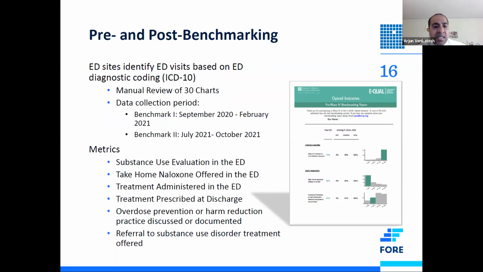The type of metrics they see are, of the ED visits they had for patients with opioid use disorder or an overdose, how many had a substance use evaluation in the ED? How many were given take-home naloxone where it was offered in the ED? How many had treatment administered in the ED? And this treatment really is methadone or buprenorphine. How many had treatment prescribed at discharge? What type of harm reduction practices were discussed and documented? And was there a referral for SUD treatment?